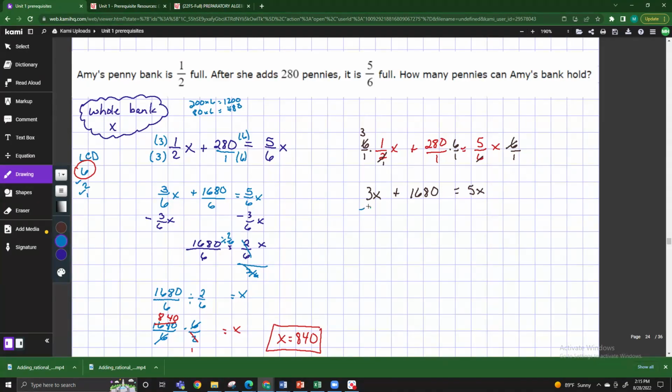So I have to subtract 3x from both sides, and you have 1680 equals 2x. Divide by 2, divide by 2, and you get x equals 840. So it's still 840 pennies. Sometimes this is another way to look at it instead of getting everything with a common denominator. Common denominator is perfectly fine. It's also perfectly fine to multiply absolutely everything by the least common denominator to get rid of those fractions. So we're going to be doing both of those, and I will do another example in another video.